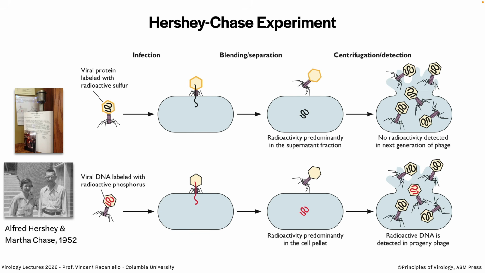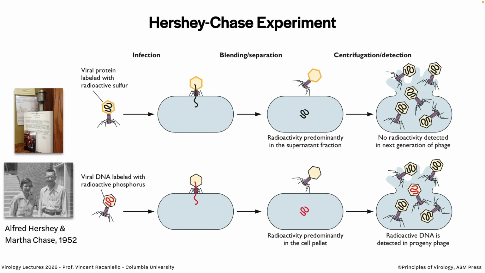What they did was they wanted to know, is it the protein or the nucleic acid that's the genetic information? So they prepared phages radioactively labeled with either sulfur or phosphorus. You could buy radioactive sulfur or phosphorus, and you can grow the phage in the presence of either. So the sulfur, of course, will label the protein, and the phosphorus will label the DNA.